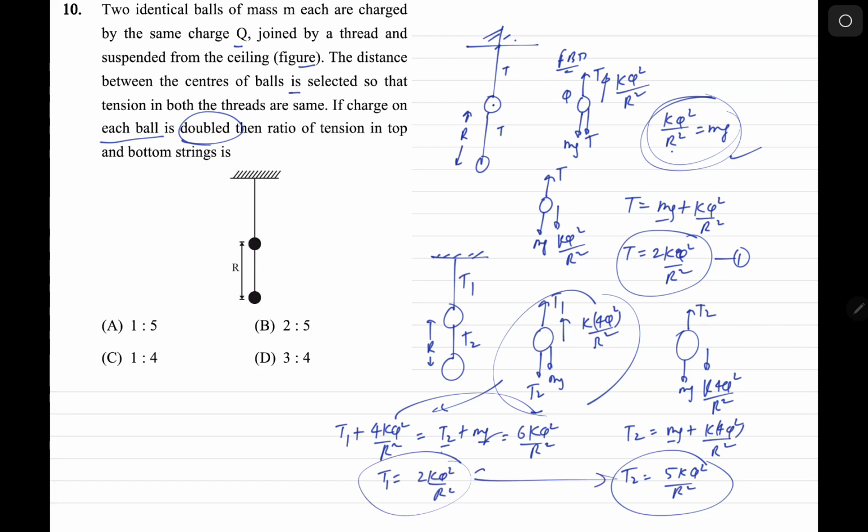So now what is the ratio of these two? You can see easily T1 by T2 is 2 by 5. And that's what the question asks, and option B is correct.